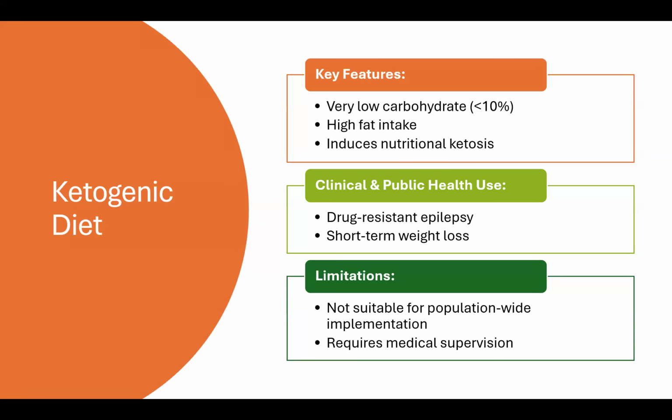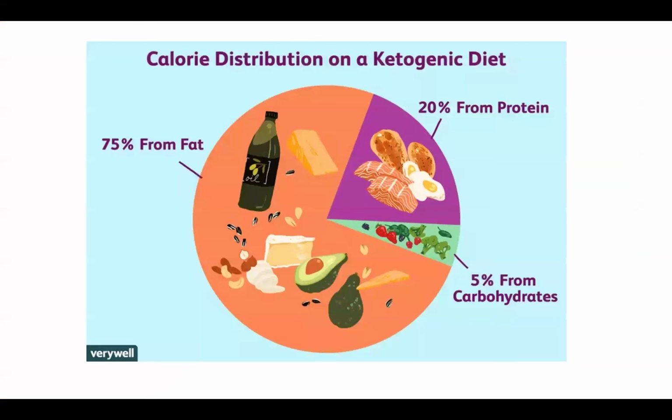Then there is another important concept and diet which is quite famous these days, which is the ketogenic diet. So it is very low carbohydrate, even less than 10%, and high fat intake. It induces nutritional ketosis. It was mainly used for drug resistant epilepsy and short term weight loss. The main limitations are that it is not suitable for population wide implementation and it requires medical supervision. So this is the calorie distribution on a ketogenic diet. You can see that 75% of the calories are from fats, 20% from the protein, and 5% from the carbohydrate in this example.